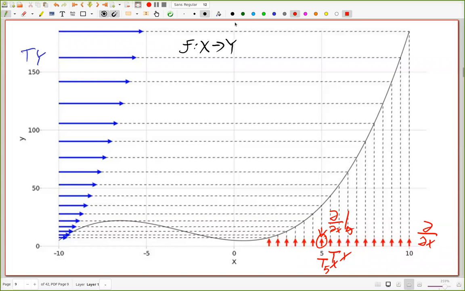Now something we can do, oops, sorry about that. The Zoom tools are in the way of my color changing. I hope my screen is back.